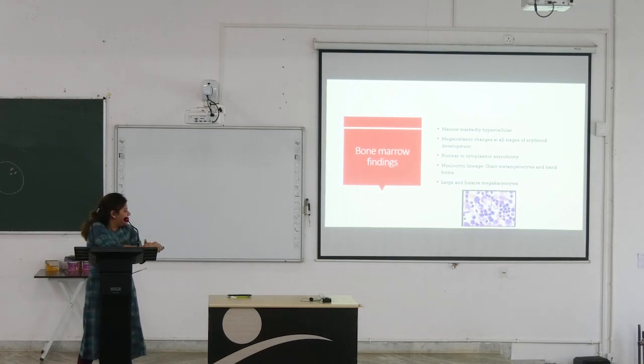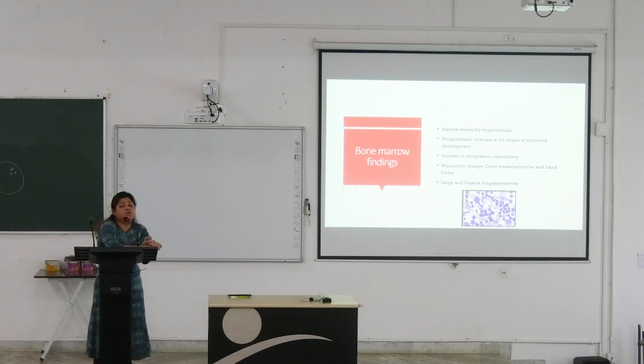Myelocytes and megakaryocytes will also show some changes. There can be giant metamyelocytes and band forms. These are progenitors of neutrophils, eosinophils, all of them. These are the progenitors, so they can be large in size, giant metamyelocytes. And large and bizarre megakaryocytes. These are progenitors of platelets. These will also become large and bizarre.